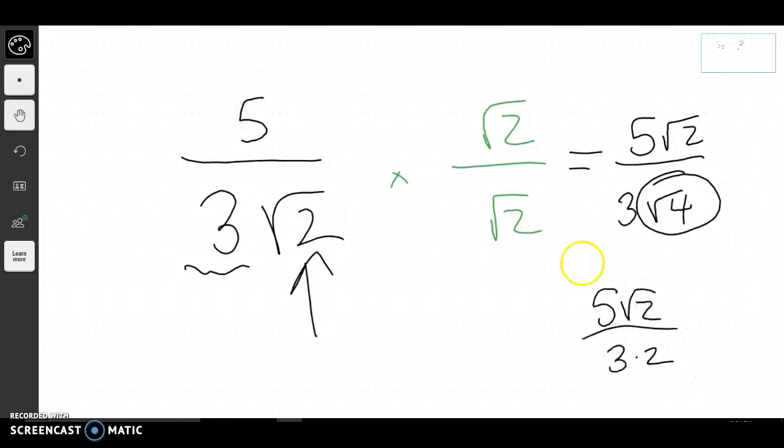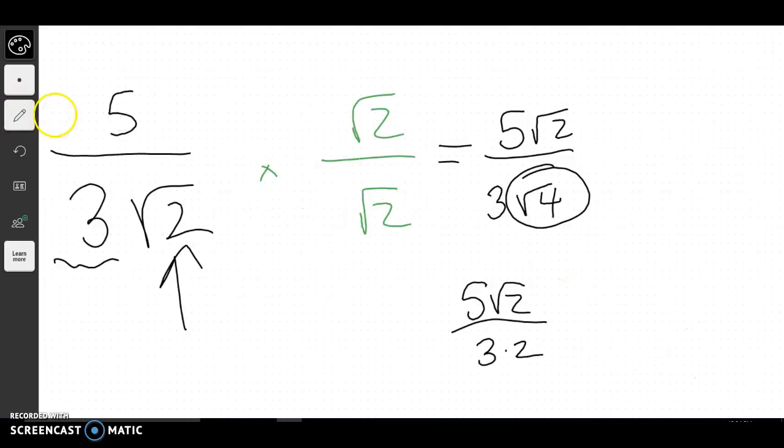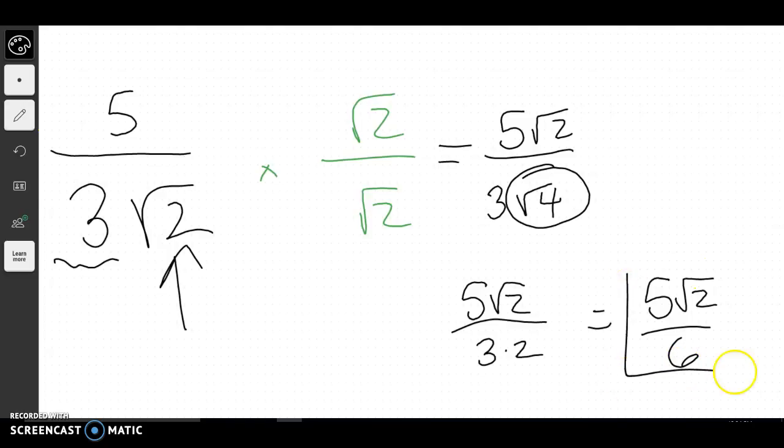And that would give me a final answer of 5 radical 2 over 6. So again, the big key thing there is you can kind of see that we really only care about getting rid of these radicals on the bottom. That brings us up to the slightly more difficult problems, where we have to rationalize more difficult radicals.